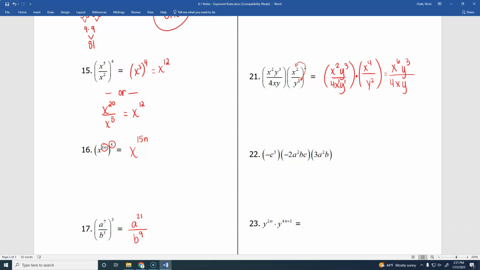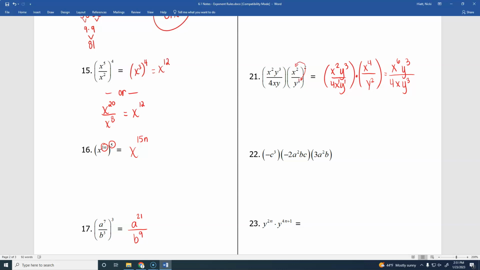How many y's do you have on the bottom? 3. You got 1 here and 2 over here, so I'll give you 3 altogether. Okay, I like that, but we're not done because I still have more than one x and more than one y, and I can combine those here.